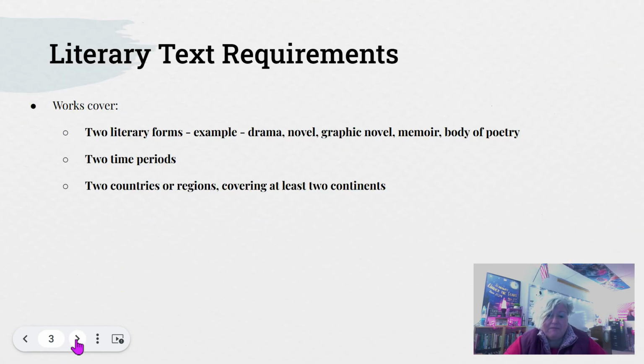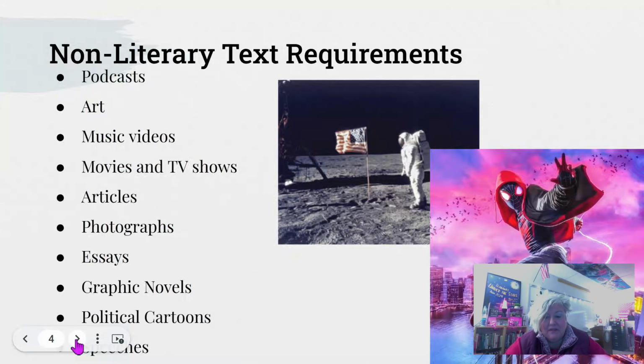So, in this class, you will cover literary and non-literary texts. A literary text is, for example, a play, a drama, a novel, a graphic novel, a memoir, a body of poetry. And within that genre, there will be two time periods covered and two countries or regions covering at least two continents. When we study non-literary texts, we're talking about things like podcasts, music videos, photographs, political cartoons. So you can see there's something for everyone in this class.